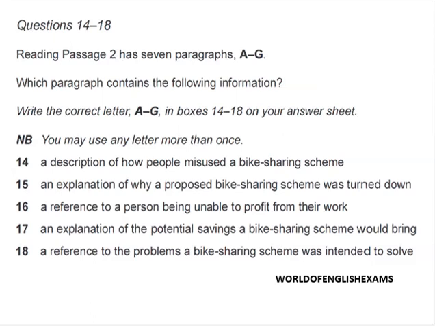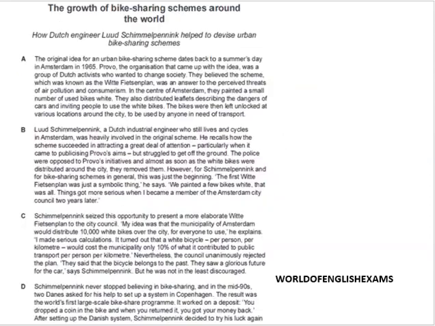So let's get reading. A description of how people misused. Guys, what is the meaning of misused? Yes, they did not use it properly, so maybe they cheated with the system or something like that. So a description of how people misused a bike sharing scheme. So here the passage already titles the growth of bike sharing schemes around the world.